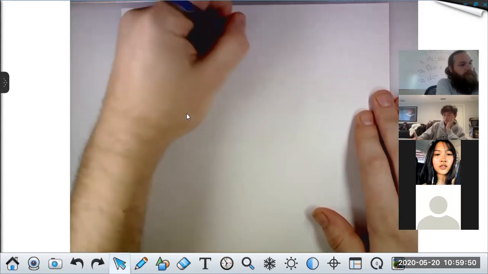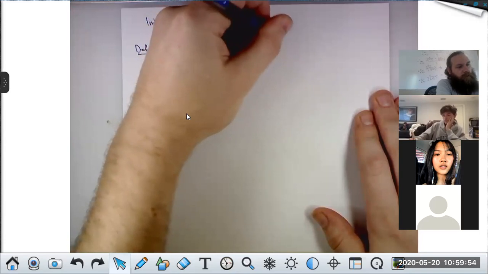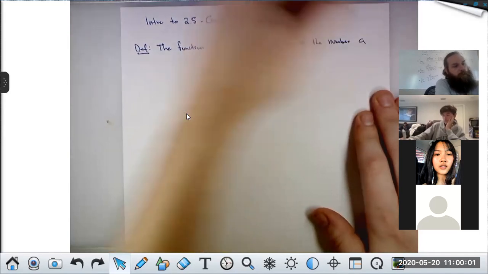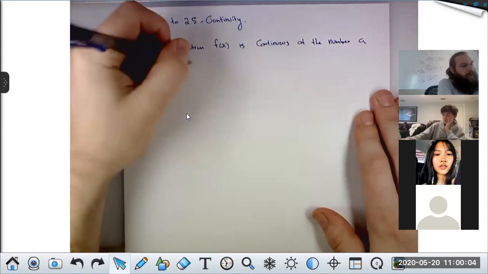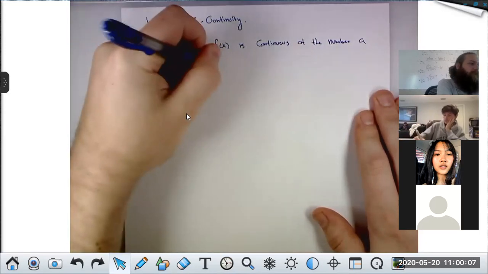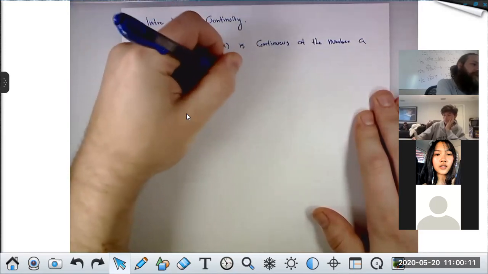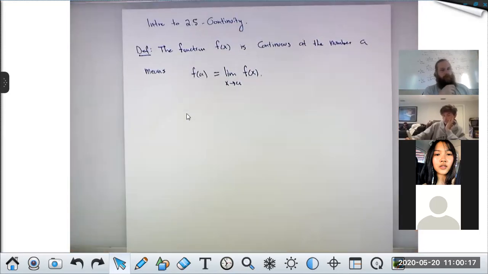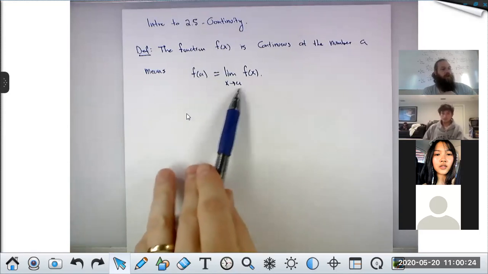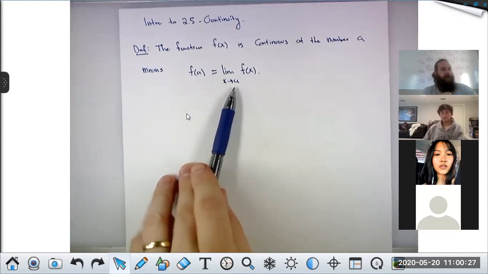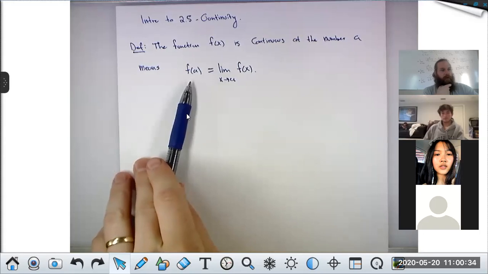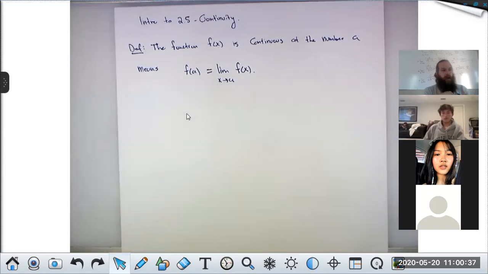The function f of x is continuous at the number a means that f of a is equal to the limit as x approaches a of f of x. That's the definition. So if, as you inch closer and closer to a along the graph of f of x, you are getting closer and closer to the actual value of the function there, then the function is said to be continuous at a. So it's something that happens one point at a time.